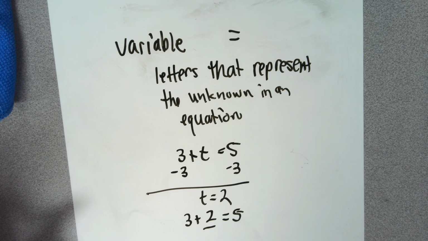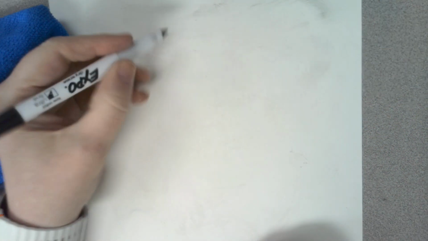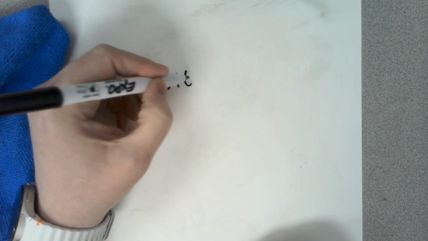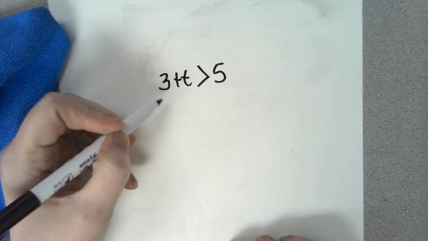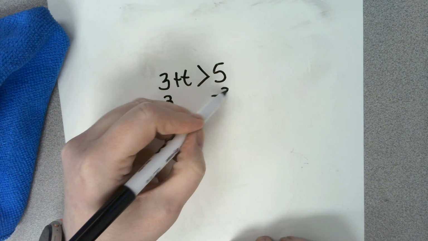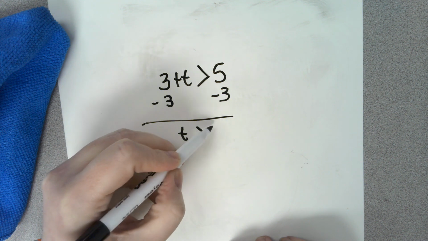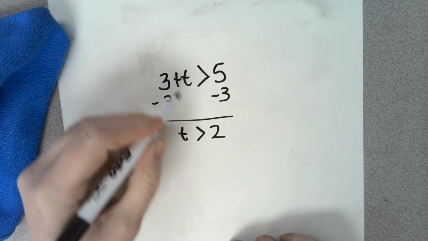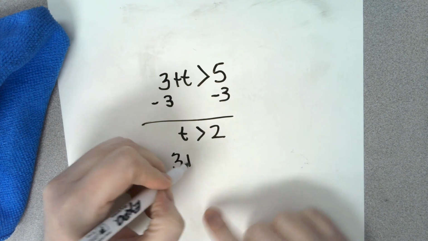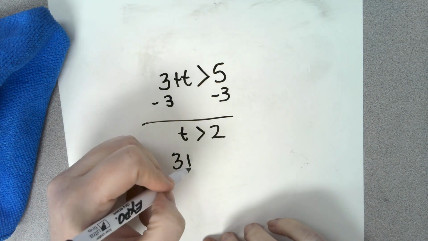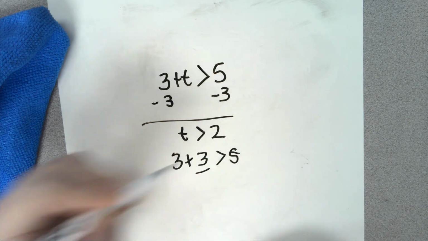Now, the other thing you could do is an inequality. So if we had 3 plus t is greater than 5, you still do the same thing. You subtract 3 on both sides, and t must be greater than 2. So you couldn't put 2 in there, because if you put 2 in there, they'd be equal, and that's not true. So you could put any number. If it's greater than, it's any number. So 3 plus 3 is greater than 5.